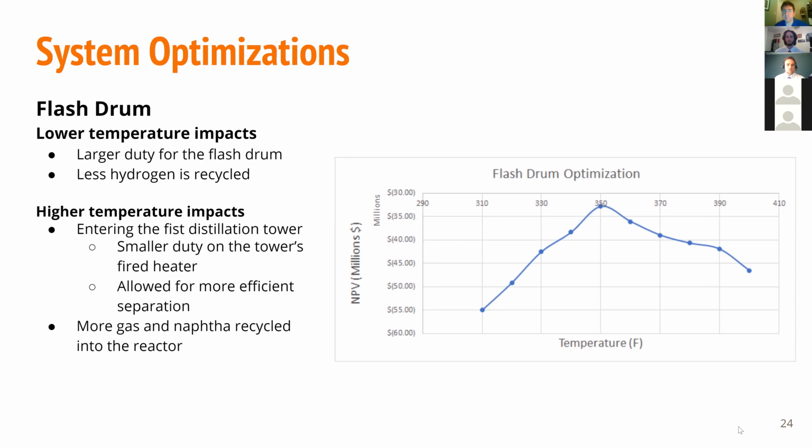This also increased the amount of gas that would be recycled back into the reactor, which would cause a buildup and cause a larger reactor residence time. The optimal temperature of the flash drum was 350 degrees Fahrenheit.